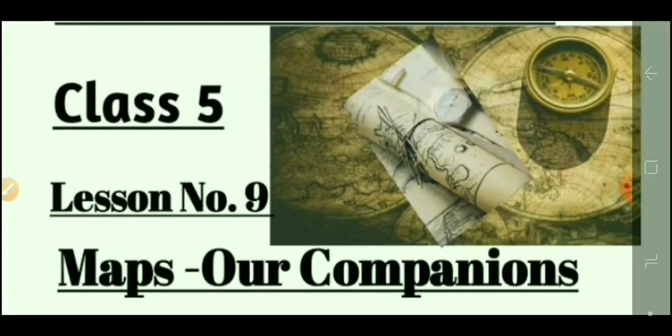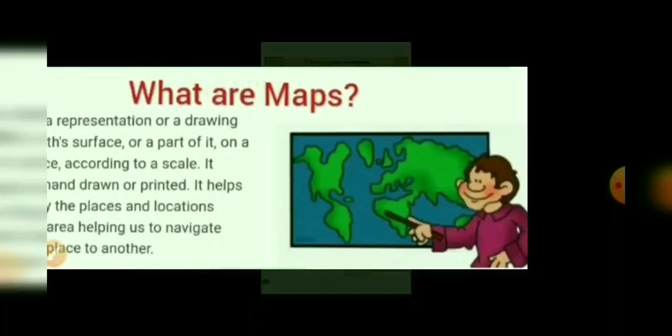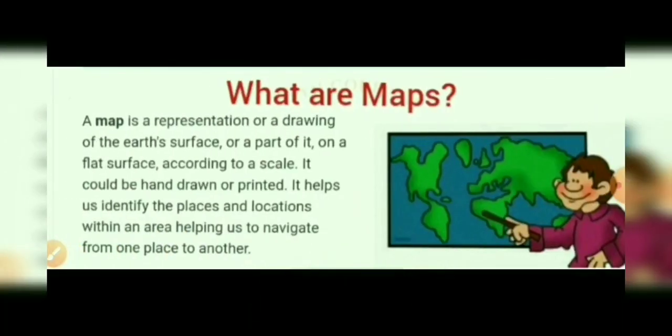EVS I, lesson number 9, Maps, our companions. Today we are going to learn about what is a map, and different methods of showing the elevation or height of the land. The first method we are going to see is the contour line method. So let's get started with the lesson.